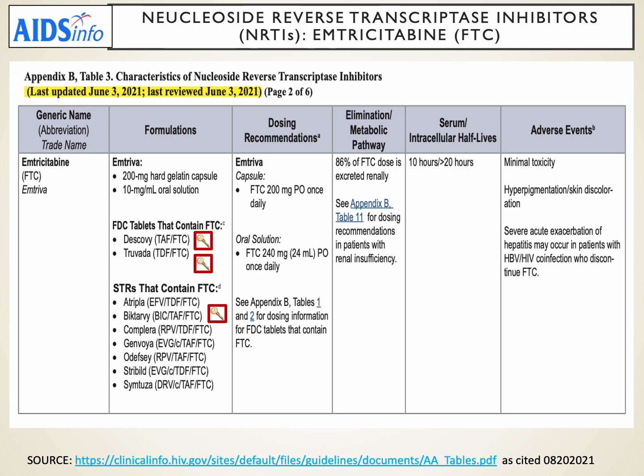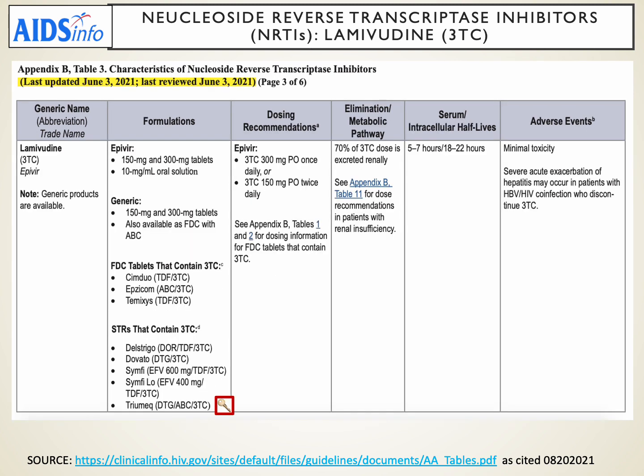Emtricitabine, though, is a moderately frequently used or included agent in triple or double combination regimens. And so you'll see it's sometimes used as one of the common reverse transcriptase inhibitors, one of the common agents you'll see used. Lamivudine, also another NRTI, is occasionally used in one of the combination regimens. We'll see it's not as common as some of the others, but you will still see it used.